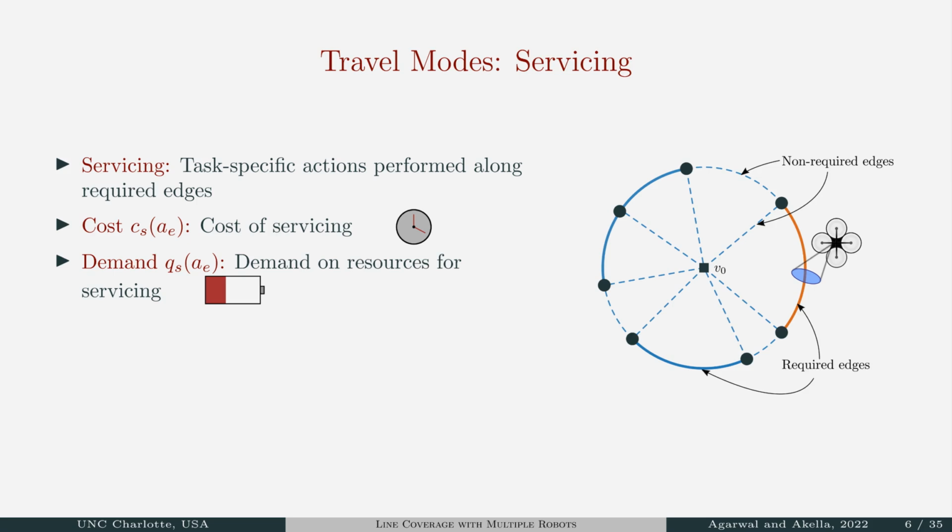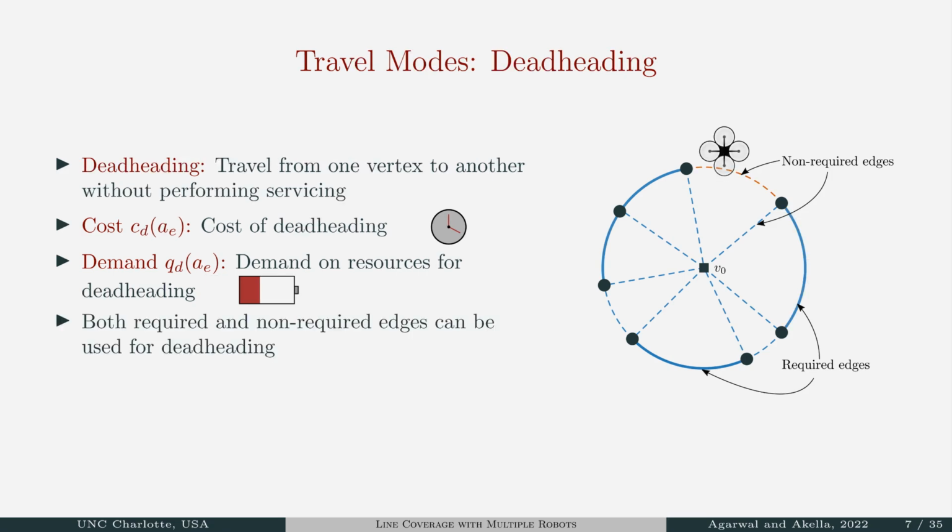There are two modes of travel for the robots. The first mode is servicing, wherein task-specific actions such as taking images are performed along required edges. There is a cost of servicing, for example travel time. We also have demand on resources such as battery life. The second mode of travel is deadheading, which corresponds to travel from one vertex to another without performing servicing tasks. There is a cost and a demand associated with deadheading. Both required and non-required edges can be used for deadheading.